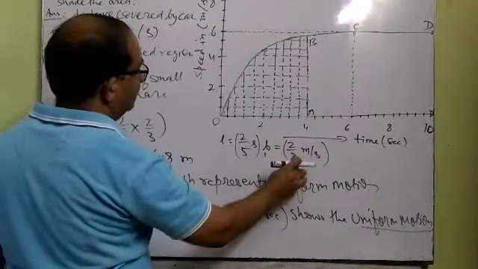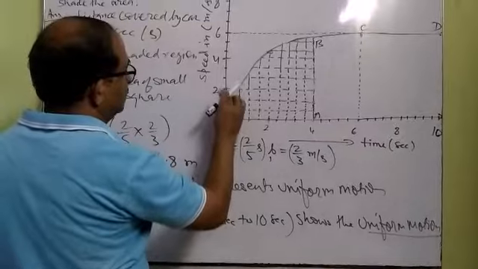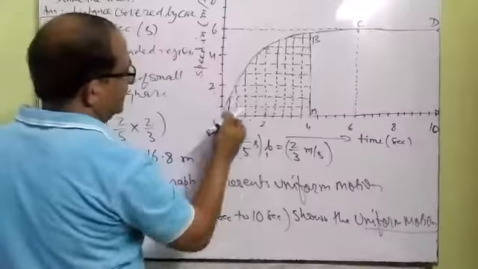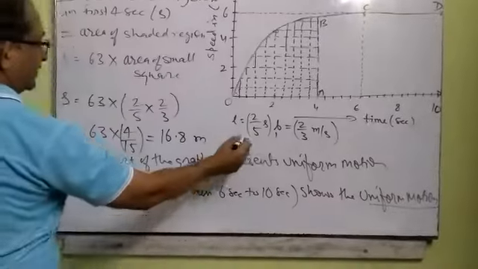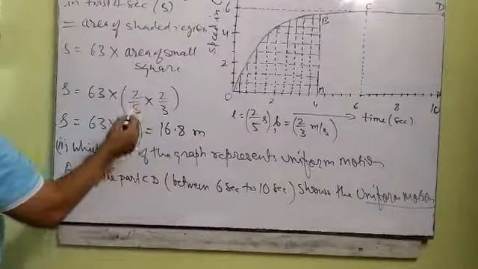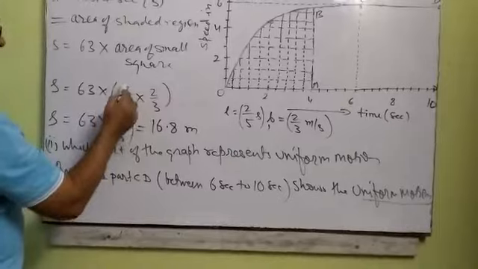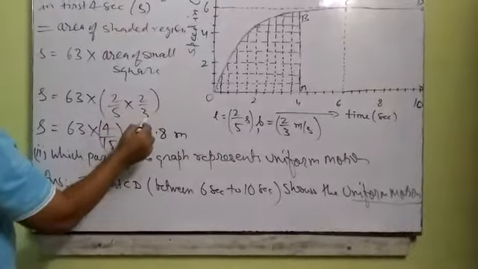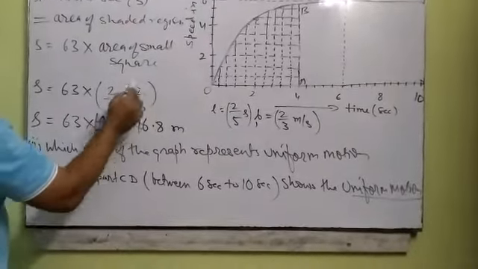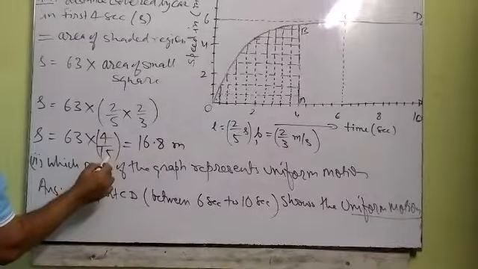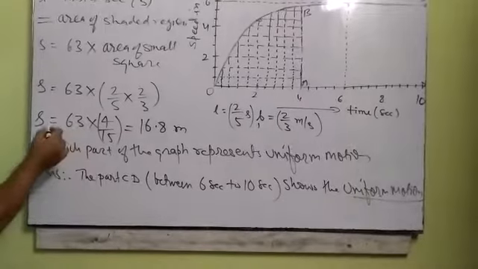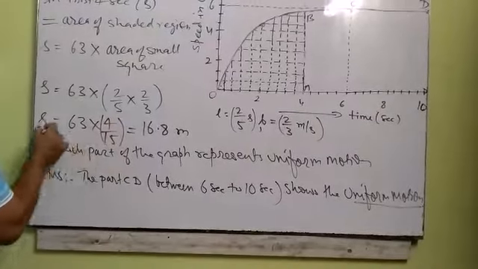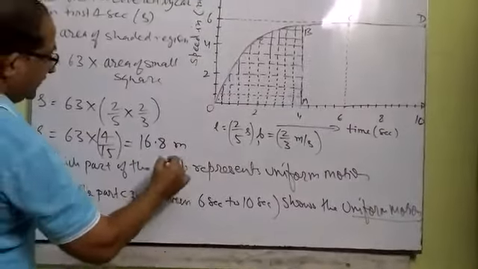Similarly, breadth can be found. 0 to 2, how many small squares are there? 3, so 2 divided by 3 meter per second. Just place the value of L and B for getting the area of each square, which is 2 by 5 into 2 by 3. The area of each small square becomes 4 by 15, and this 4 by 15 has to be multiplied by 63. It will give you the area of the shaded region, which is equal to 16.8 meter.